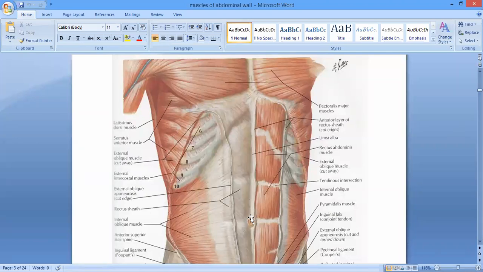And the rectus sheath, I told you, is going to enclose two muscles, the two vertical muscles. These are enclosed in this rectus sheath. Any problem?